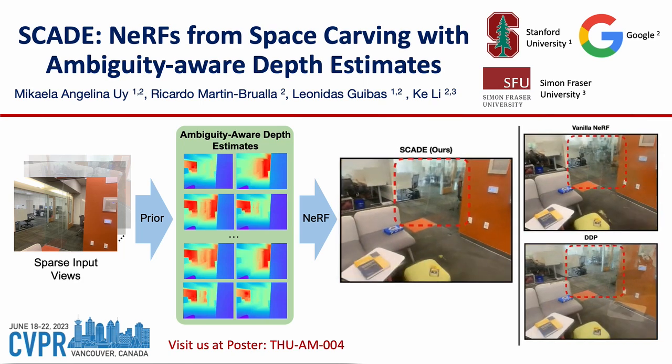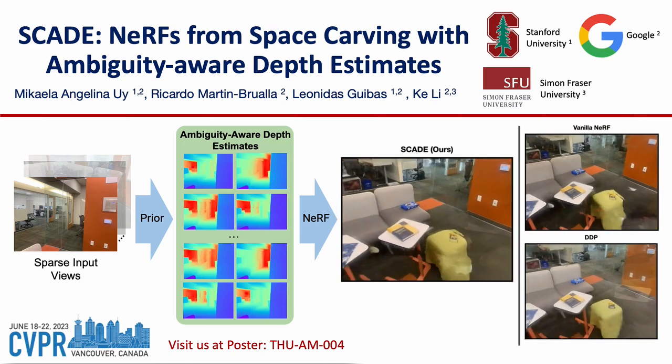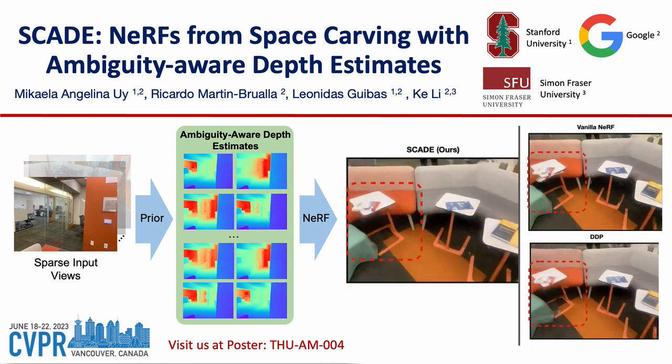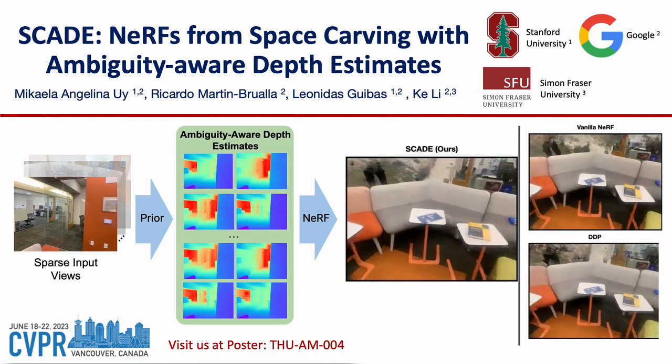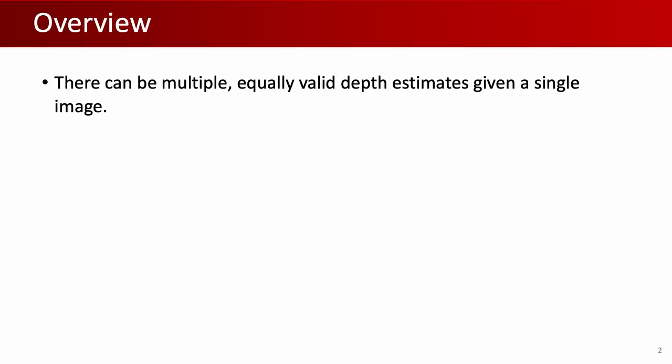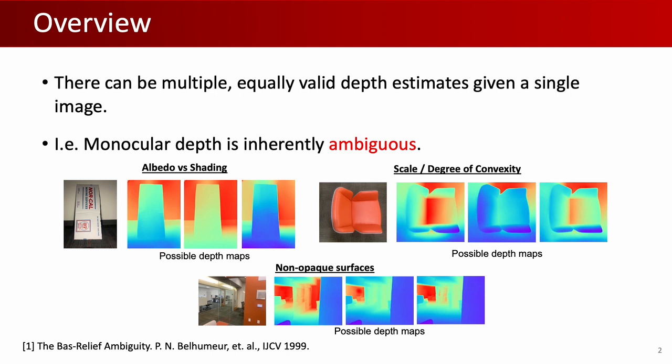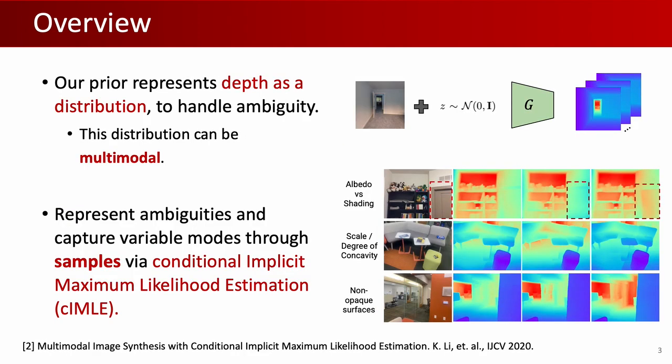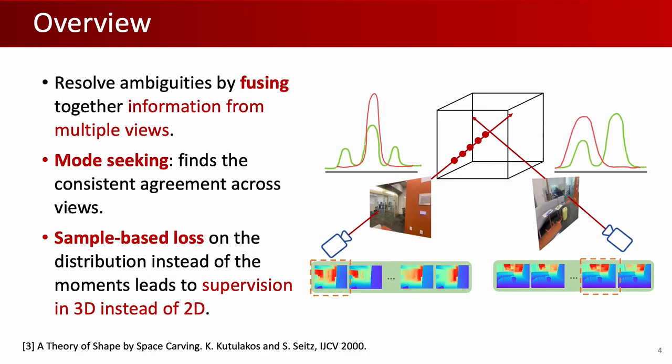We present SCADE, a novel technique for NeRF reconstruction under sparse unconstrained views for in-the-wild indoor scenes by leveraging ambiguity-aware depth estimates. When estimating depth from a single image, there can be multiple, equally valid depth estimates. These arise from inherent ambiguities such as albedo versus shading, scale, or non-opaque surfaces. We retain these ambiguities at the stage of monocular depth estimation by representing depth as a distribution represented with samples, using CIMLE. The ambiguities are resolved by fusing together information between different views, which is done using a NeRF combined with our proposed loss function.